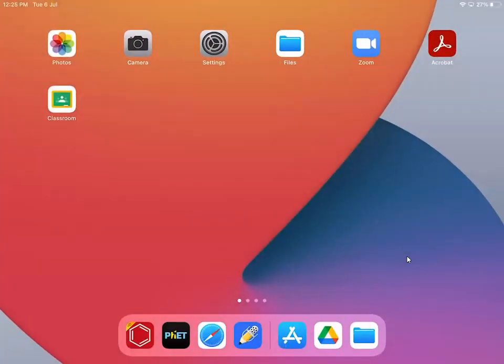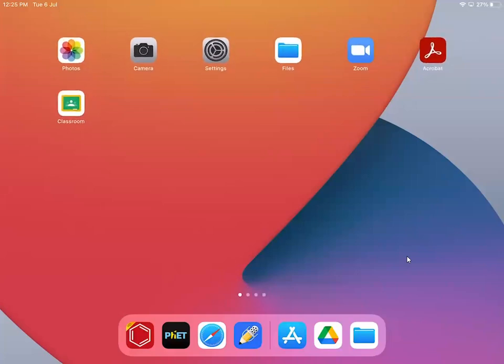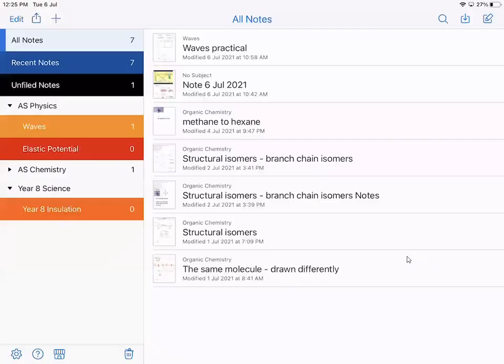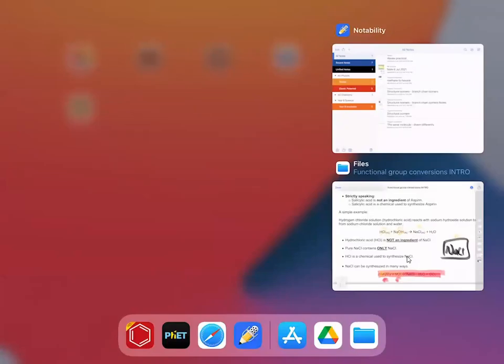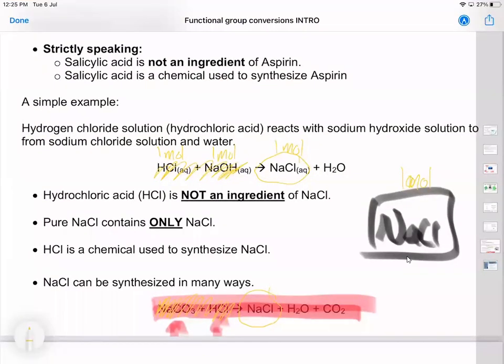What that's basically saying is that in my container, once I've made NaCl, that's the only thing that exists, just the NaCl.